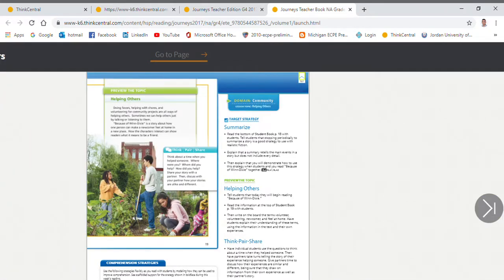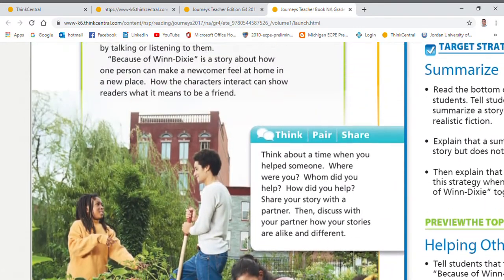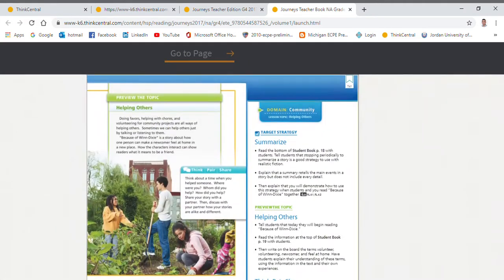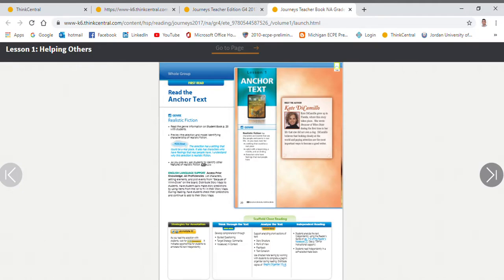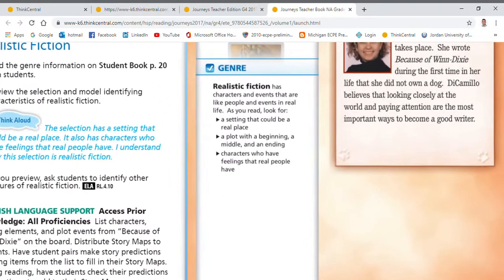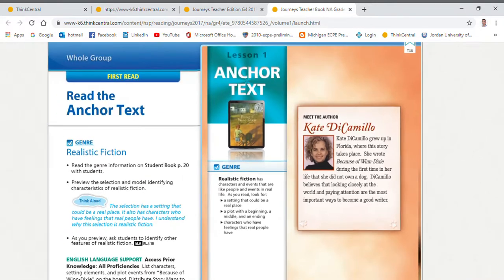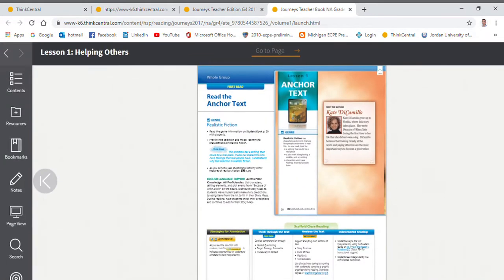We should read the topic. It's not something we need to shed the light on, but it's worth reading. Then, guys, we need to memorize what the genre of our story is, which is realistic fiction, and the meaning of a realistic fiction story. I might ask you a multiple choice question or maybe true or false about the genre of the text.